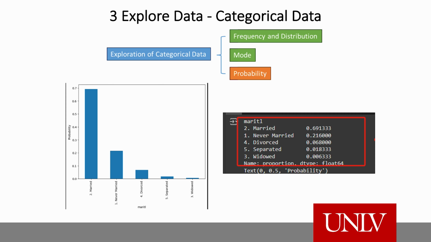Although frequency and probability are related, they are not the same. Frequency tells us how often an event occurred in the data. Probability tells us how likely it is to occur. For example, in a marital status dataset, the category married appears 2,074 times. By itself, this number doesn't mean much. But if we convert it into a probability, 0.691, or 69.1%, we can clearly see that married is the most common category.